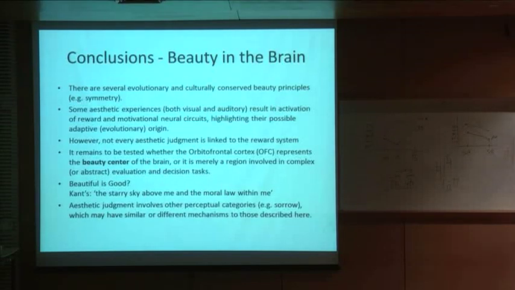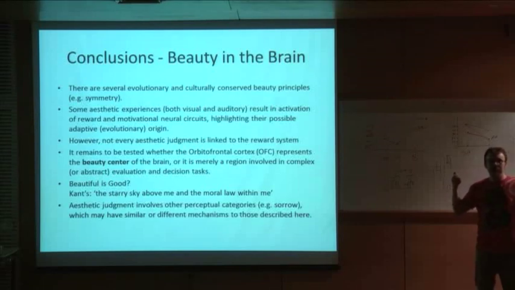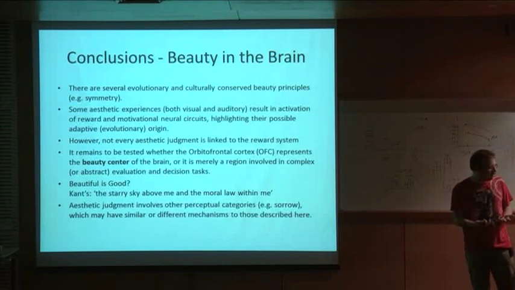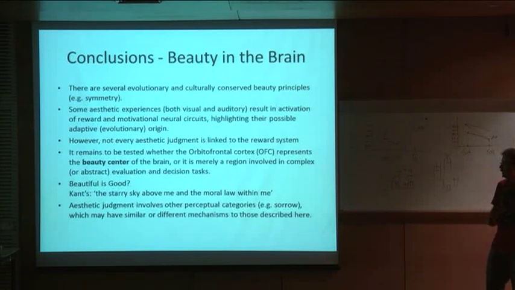And finally, aesthetic judgment involves other perceptual categories. According to the philosophical definition of what is aesthetics, an aesthetical feeling is everything that is beyond the senses and can be modulated by cognition, but doesn't have a real objective value. So for example, a feeling of sorrow: I can be touched by something, I can be moved by that, but that will be my subjective aesthetical feeling. It doesn't necessarily involve a sensation of beauty. It's just another type of emotion, and it would be interesting to see if such aesthetical experiences have similar or different mechanisms to those described for paintings and music.